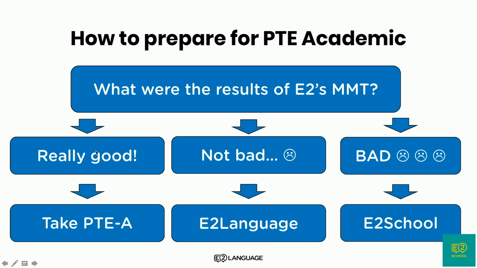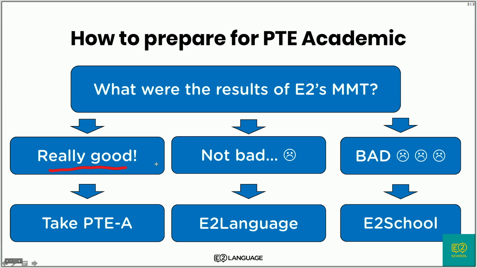So let's say you got really good results. Like let's say if you're aiming for 79 in each of these, and for each of the skills, you got 85. So you're feeling pretty good about yourself. I think it's probably time you went and took the PTE Academic.